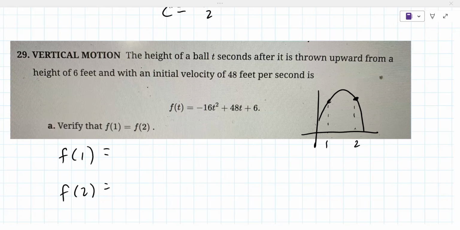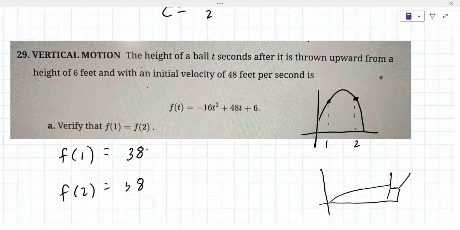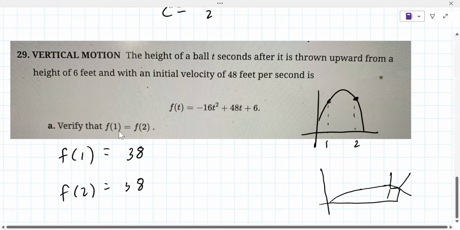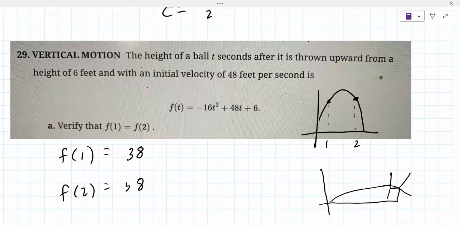F of 1 is 38. F of 2 is also 38. There's actually this classic problem in physics where you have the goalpost over here, and you kick a ball and it goes in, but you don't know whether it went in on the way up or the way down. That's kind of where this comes from, because you don't know whether you're on the way up or the way down. So that's it for that part.